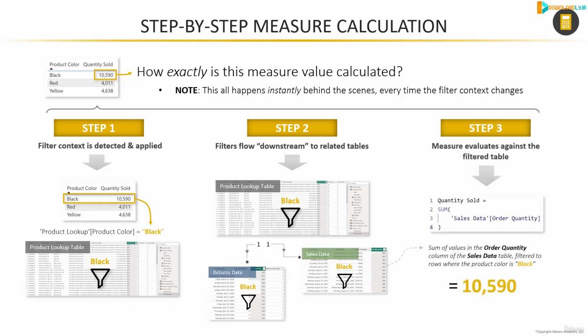And that brings us to step three, which is when the measure formula actually evaluates against the filtered table. The measure that we're looking at here is essentially summing all of the values in the order quantity column within the sales data table, but not the whole sales data table. It's only summing the rows of the filtered down version where the product color is black. And as a result, the sum of quantities sold is based on the number of rows that exist after that filter context has been applied. And that's where you derive that 10,590 from.